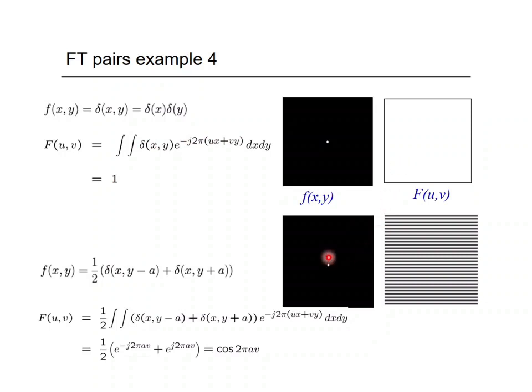And if we have two Dirac delta functions, what will be the result? This is one of them, and another of them. The Fourier transform will be the combination of the two functions, so it will become a cosine function. For a cosine function, you will see a lot of horizontal patterns.